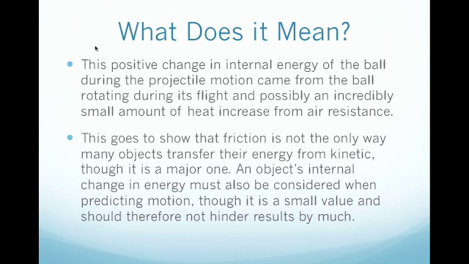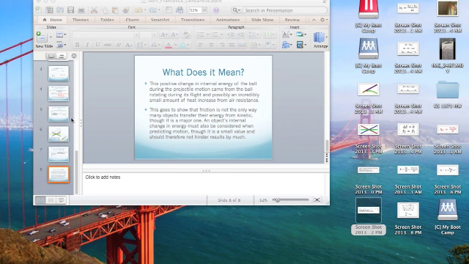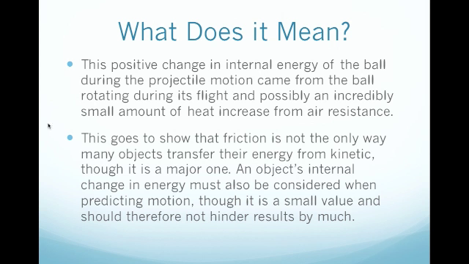What does it mean? This positive change, what does it mean? This positive change in internal energy of the ball during the projectile motion came from the ball rotating during its flight and possibly an incredibly small amount of heat increase from air resistance. This goes to show that friction is not the only way many objects transfer their energy from kinetic, though it is a major one. An object's internal energy change must also be considered when predicting motion, though it is a small value and should therefore not hinder results by much.